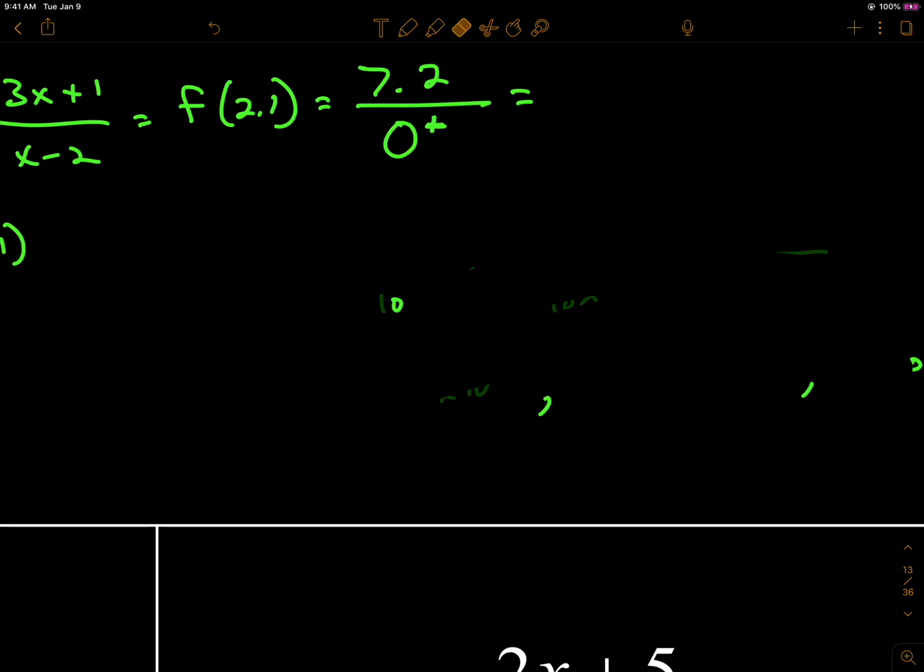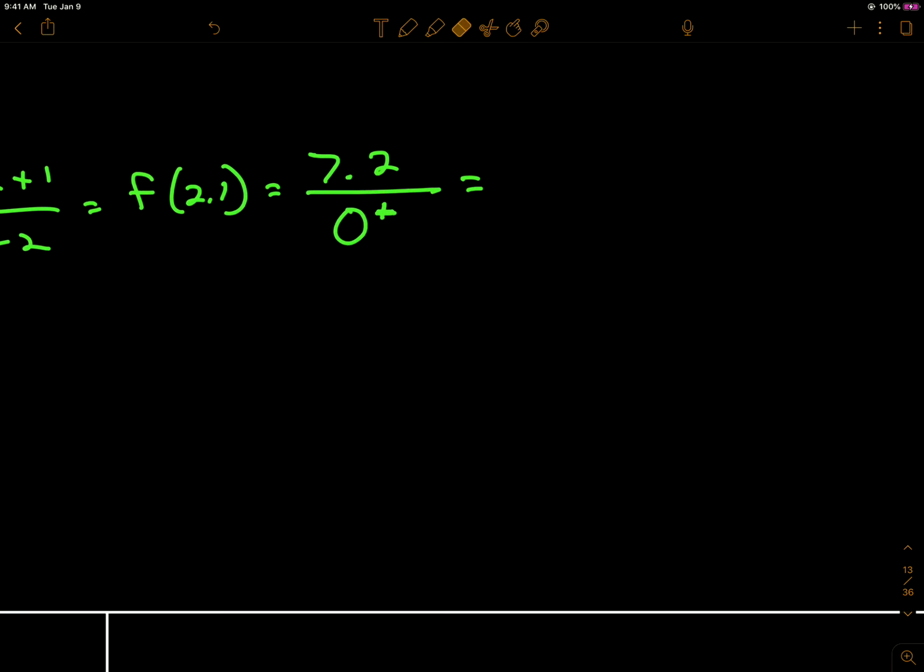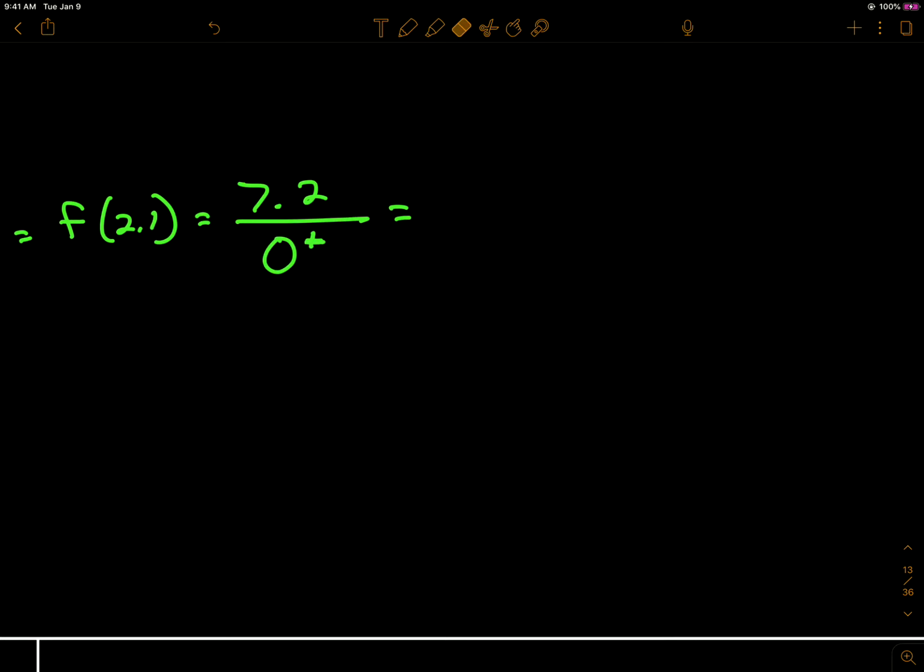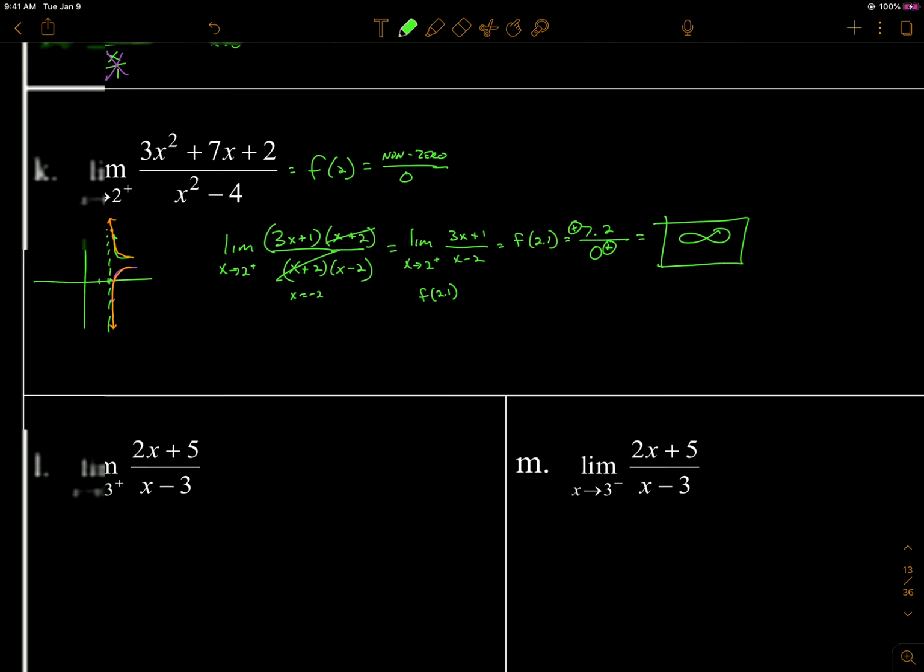So all we really care about is we know it gets larger and larger and larger. We know that it's either infinity or negative infinity. We just have to figure out the sign. Well, a positive divided by a positive is positive. So that's what's happening at that asymptote.